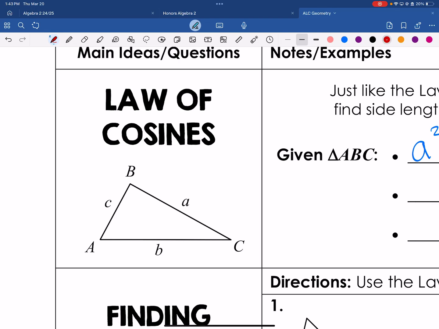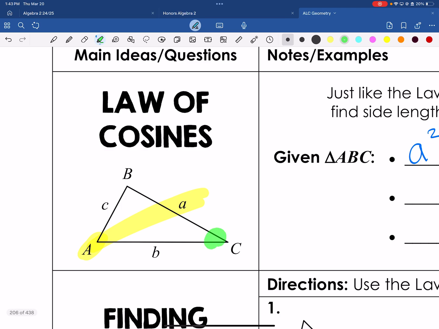So on Tuesday, we talked about the law of sines. And when we talked about the law of sines, we said in order to use the law of sines, you needed to know the measure of an angle and the length of its opposite side. And then you needed to know one other thing. So maybe we knew the measure of this angle. If we knew the measure of angle C, then we could find side C using the law of sines. If we knew side B, we could find the measure of angle B. And that was the law of sines.